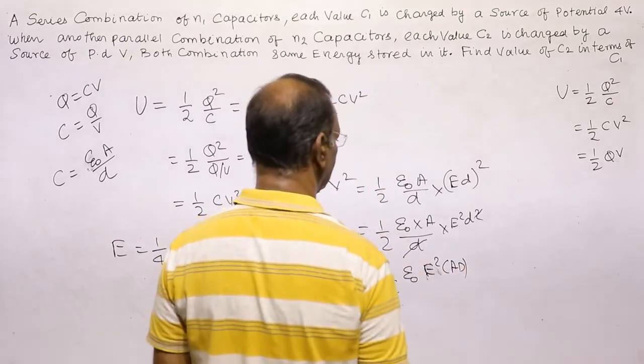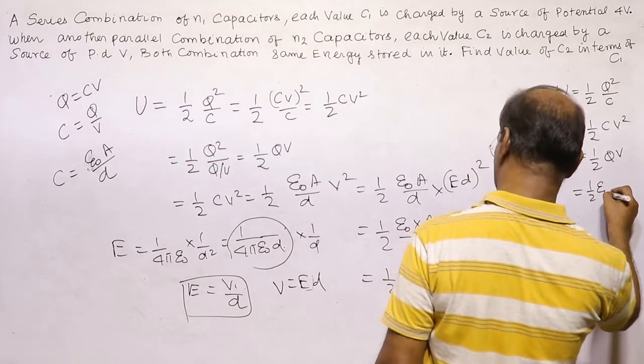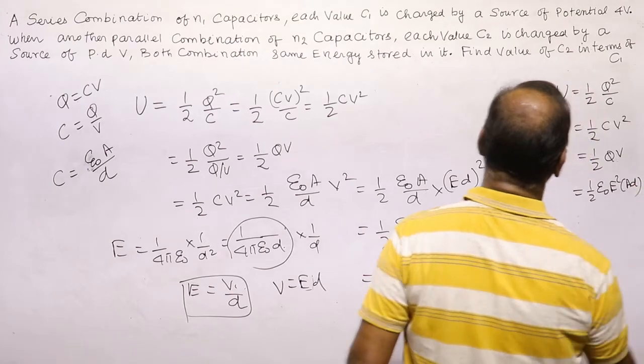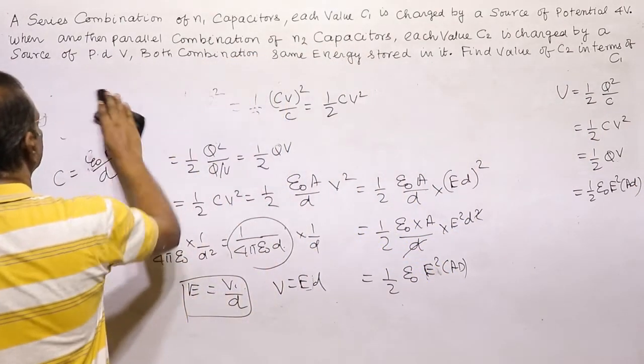So energy is equal to half into epsilon naught E square into A into D. This way also we can express the energy in terms of the field.